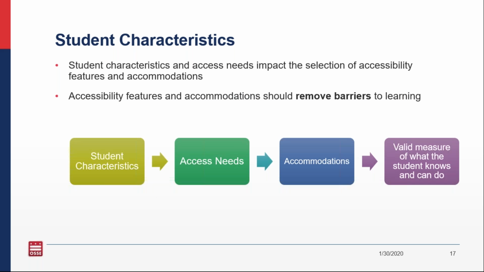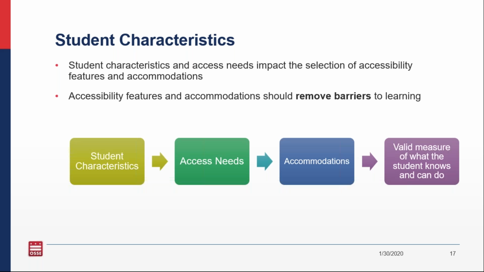So diving a little deeper into student characteristics, access needs impact the selection of accessibility features and accommodations. Accessibility features and accommodations should remove barriers to learning. That's our key takeaway from the student's characteristics. We want to make sure that their accommodations and accessibility features are removing those barriers.